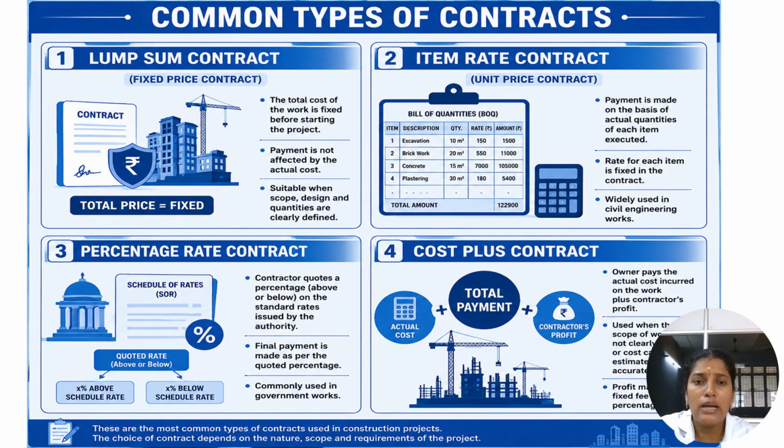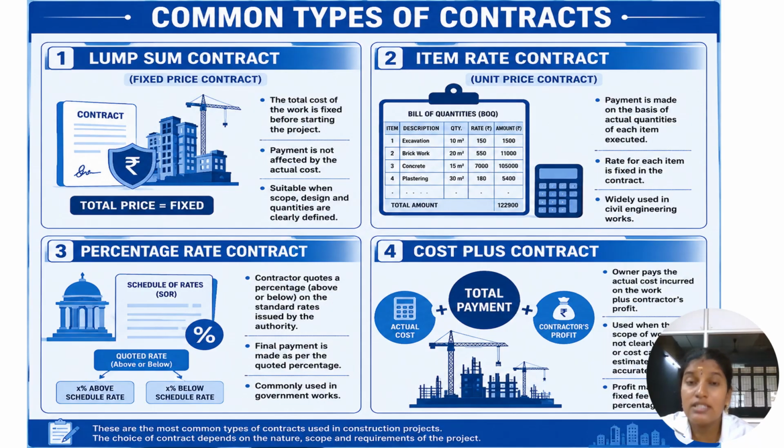So first one, lump sum contract. It is a fixed price contract. That means the total price is fixed. This is the fixed amount for this contract. There are no changes in any other matters, right? So that is called lump sum contract. The total cost of the work is fixed before starting the project. So that is called lump sum contract, right?